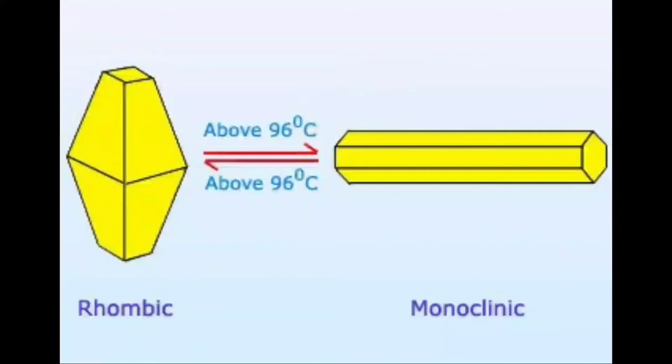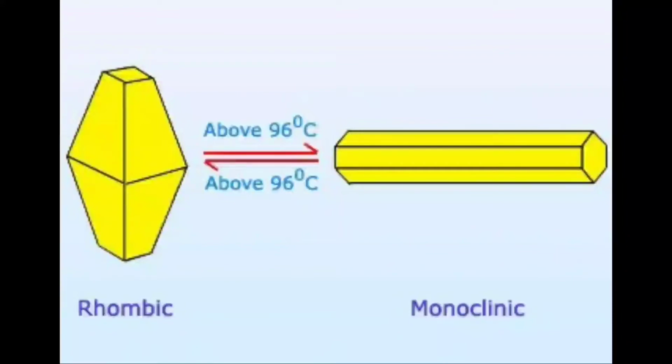One is rhombic sulfur, another is monoclinic sulfur. Rhombic sulfur shape is octahedral and monoclinic crystal shape is prismatic. So both are solid phase, but the structure of the crystal is different. Rhombic sulfur will be octahedral shape and monoclinic crystal shape is a prismatic shape.